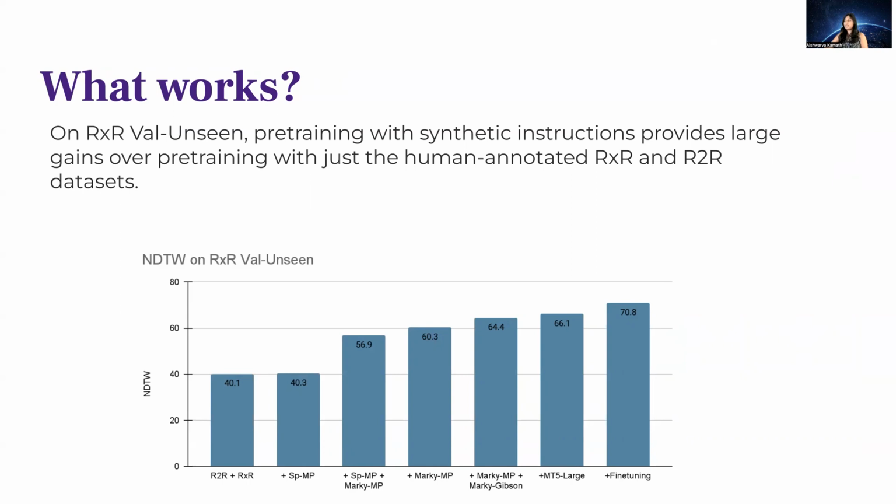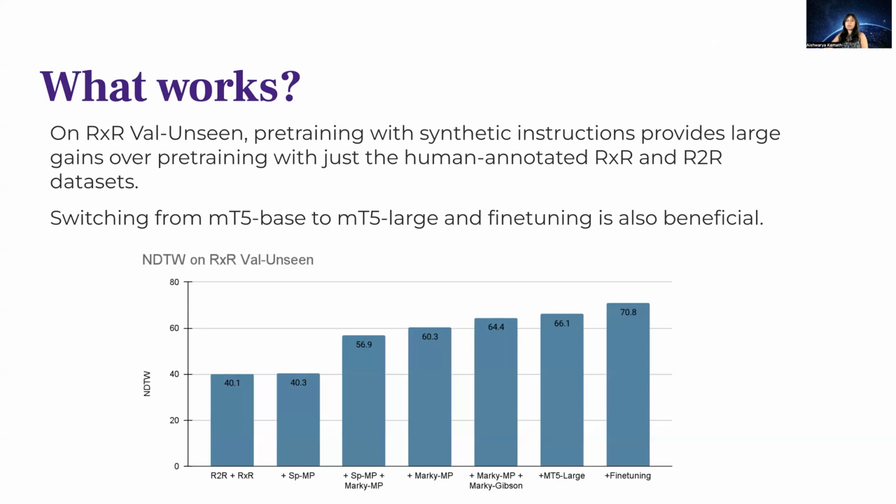If we add Marquee Gibson, which is adding more diverse and new environments, we get an additional boost of 4 points and get 64.4. We also find that not including the speaker Matterport instructions improves performance over having it. Finally, switching from MT5 base to MT5 large and fine-tuning is also beneficial.